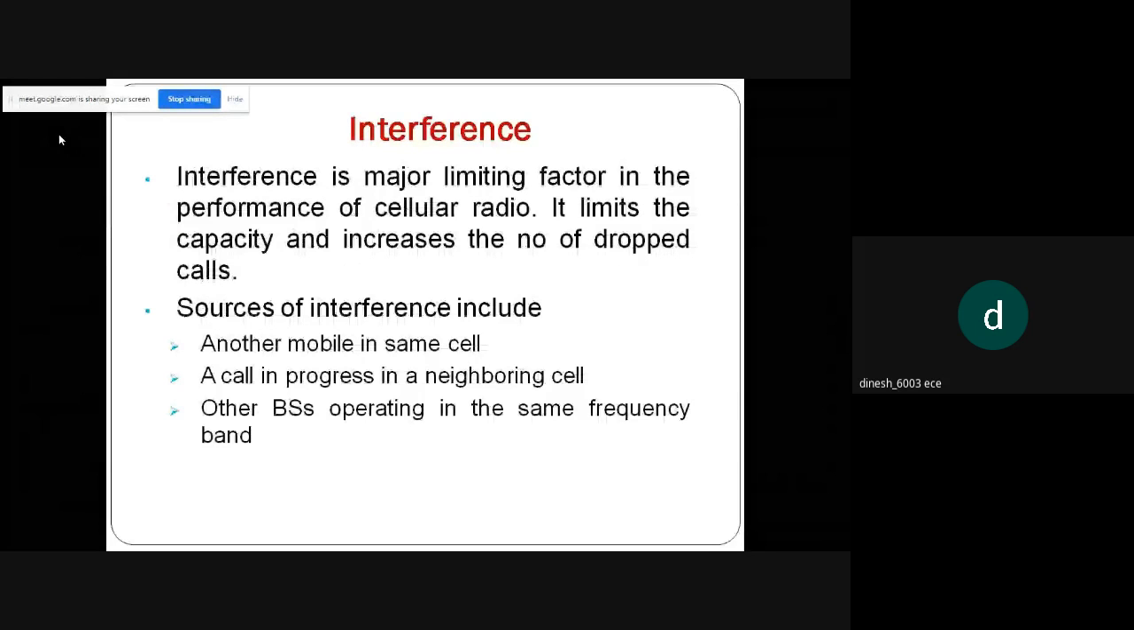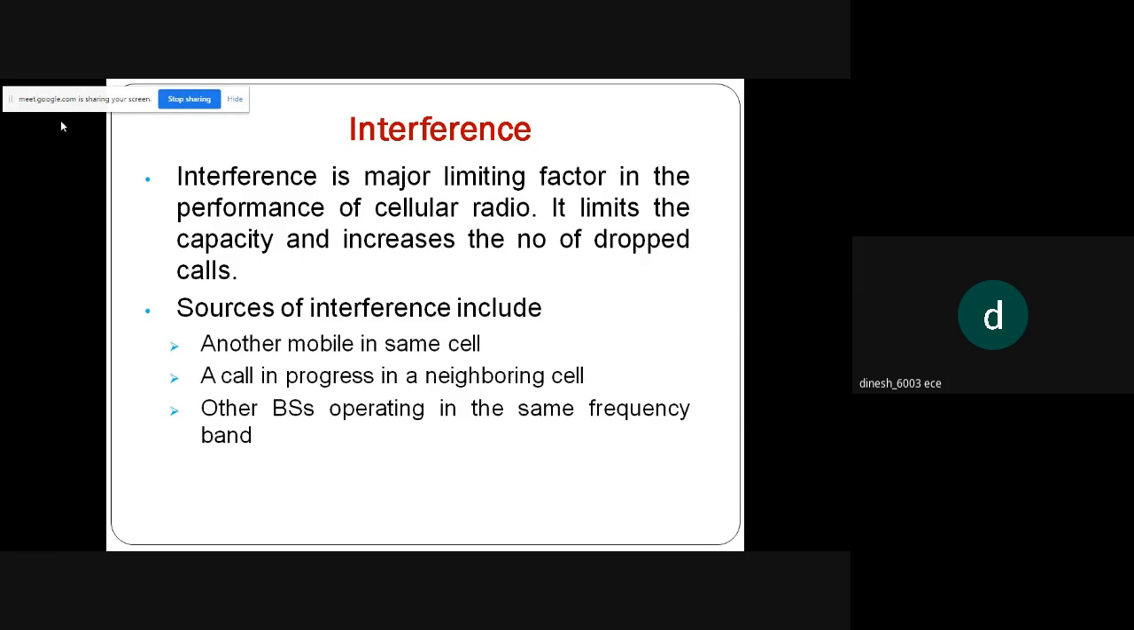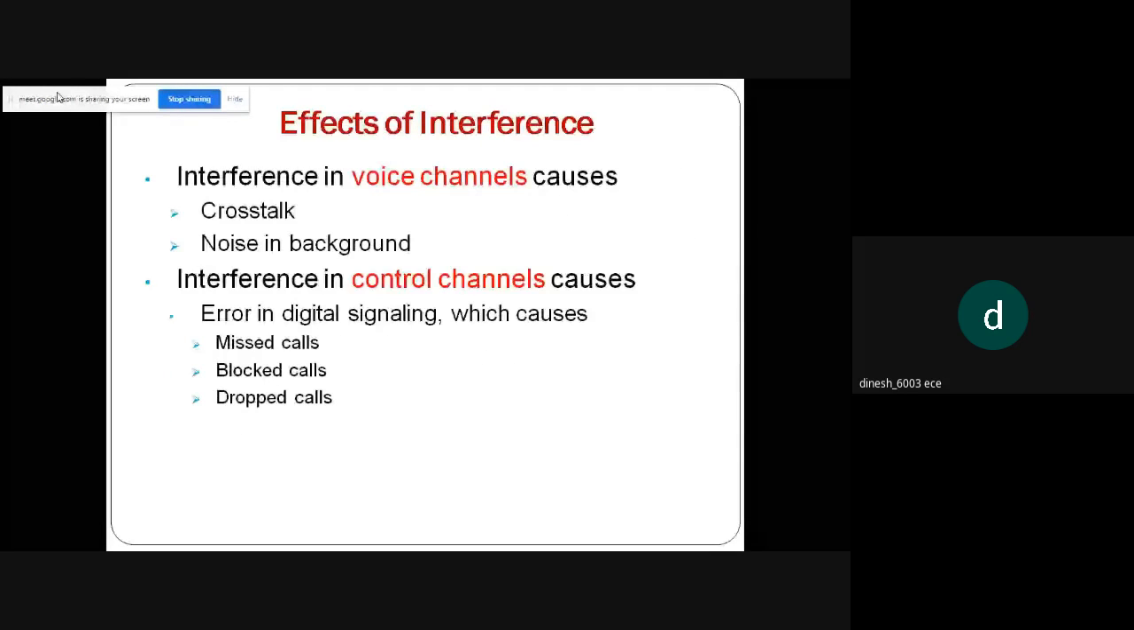Interference is a major limiting factor in the performance of cellular radio, which limits the capacity and increases the number of dropped calls. The sources of interference include a mobile in the same cell, or a call in progress in the neighboring cell, or other base stations operating in the same frequency band. So two different cells having the same frequency band, all this causes interference. So let us see what happens if these are all present.